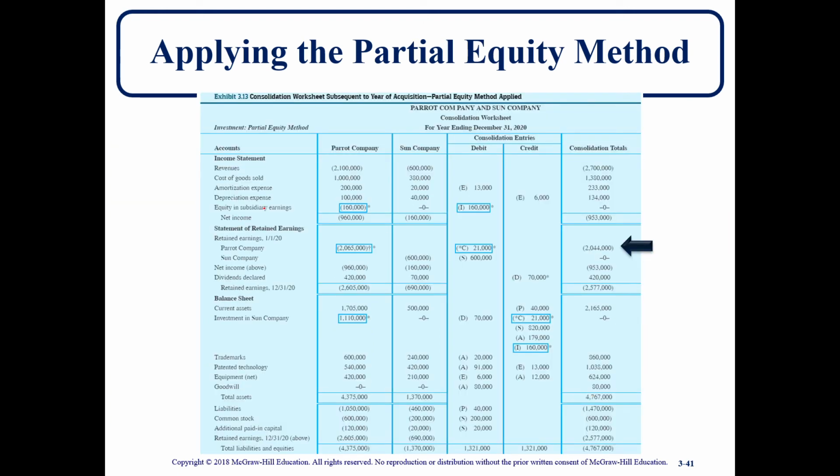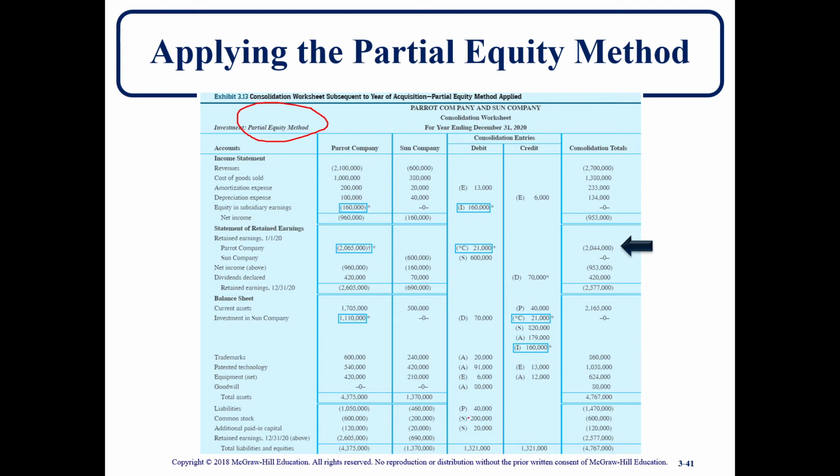So when we go to the next slide, we have our equity in subsidiary earnings of 160. Note that under the equity method it was 153 because we subtracted amortization, but we're not doing this under the partial equity method. Also note that there will be differences in the investment in Sun Company because we did not report that 21,000 of accumulated amortization in previous years from 2017 through 2019. So we don't have that here either. That will be the difference between equity method and partial equity method.